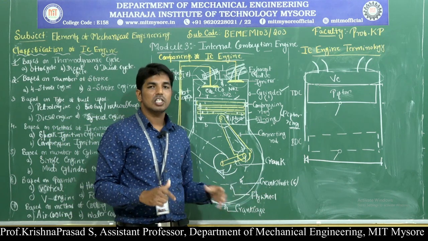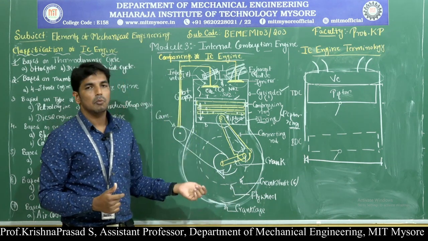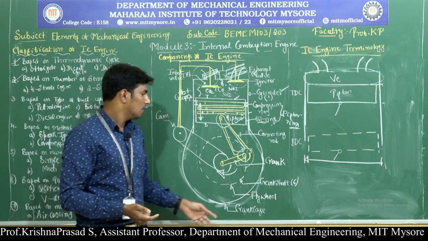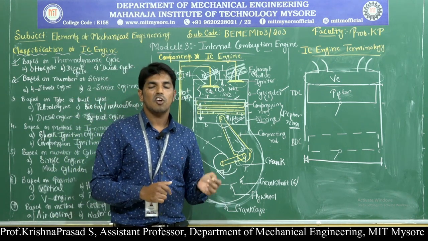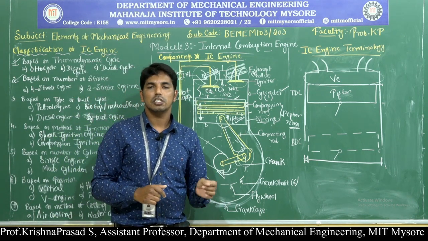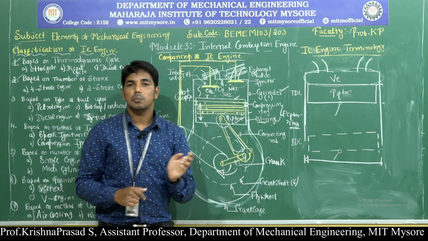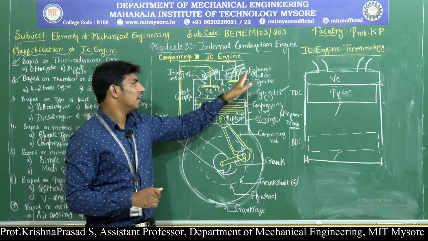The crankshaft is a rotating member which receives the power due to the reciprocating motion of the piston, and it is used to drive the various other parts of the vehicle. Then inlet valve, it allows the fresh charge of air petrol mixture to enter into the engine cylinder during the suction stroke. Similarly, exhaust valve expels the burnt gases present inside the engine cylinder.